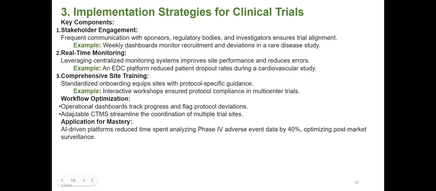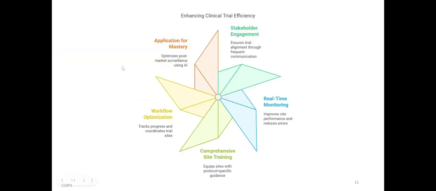Workflow optimization, operational dashboards track progress and flag protocol deviations. Adaptable CTMS streamline the coordination of multiple trial sites. Application for mastery: AI, artificial intelligence-driven platforms reduce time spent analyzing phase 4 adverse event, AE, data by 40%, optimizing post-market surveillance. And post-market surveillance here is phase 4, as we know.